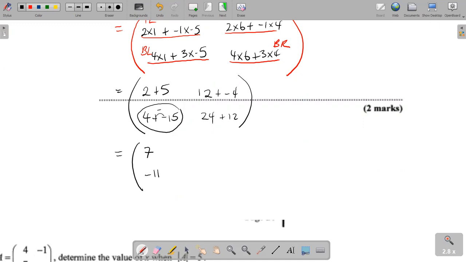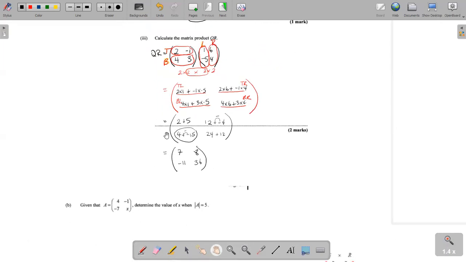Excellent. Same thing here. A plus and a minus is going to turn into a minus. So 12 minus 4 is 8. And this one is easy, 36. Everybody okay with multiplying? If you're good to go, say good to go. All right, let's move on.